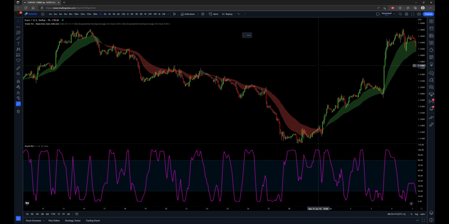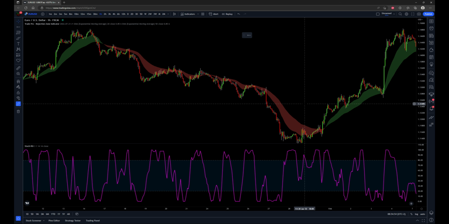This one, testing 200 times in a row how often trends continue. So for a downtrend, what does that mean? Well, that means in a downtrend, as determined by our Trade Pro rejection zone indicator cloud, which if it's red, that categorizes things as a downtrend. So how often in a downtrend does price make a new lower low after a pullback? And in an uptrend, how many times does price make a new higher high after a dip?